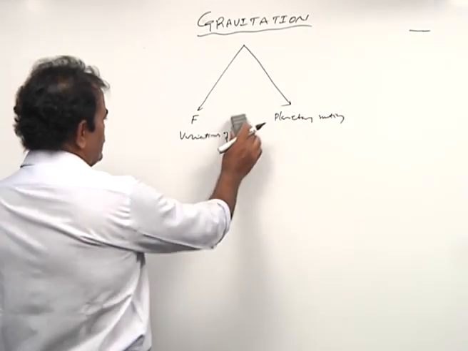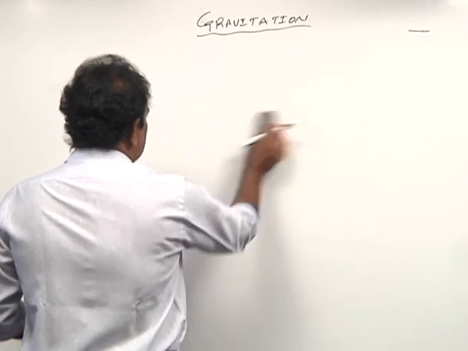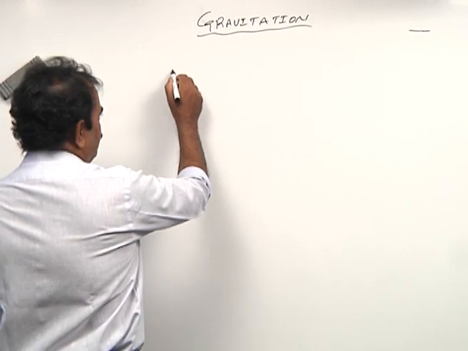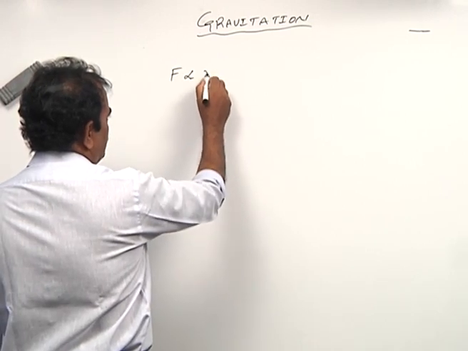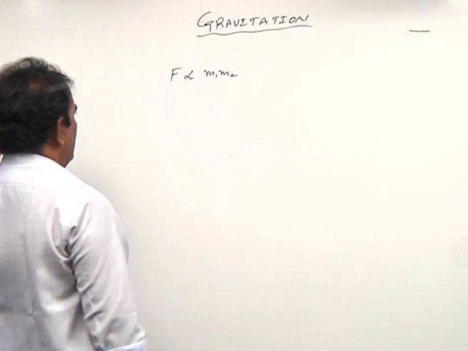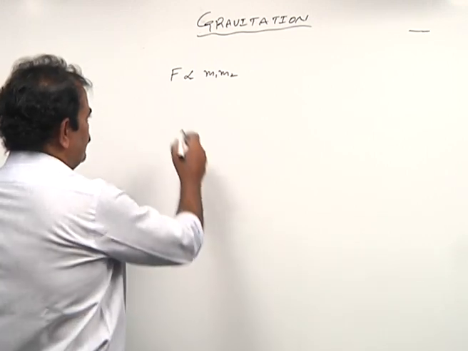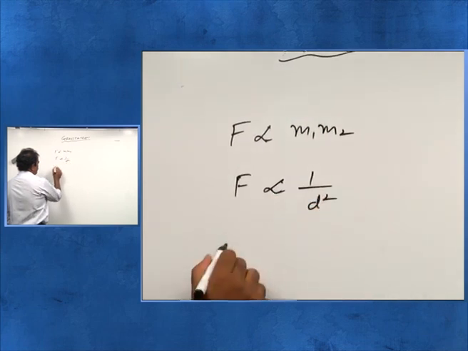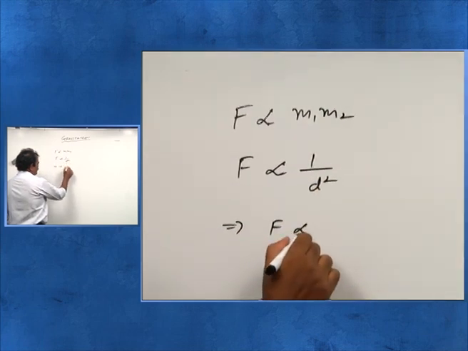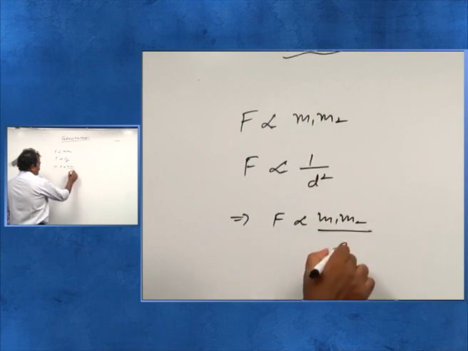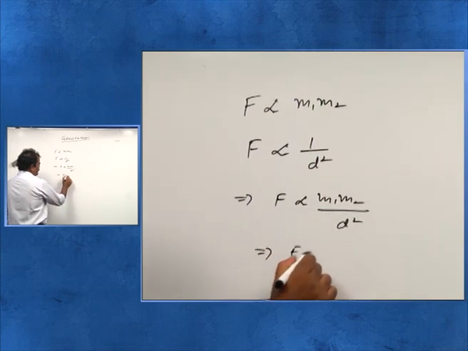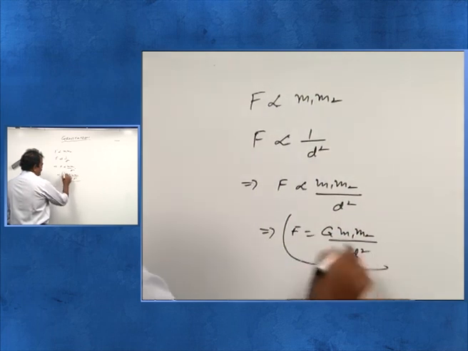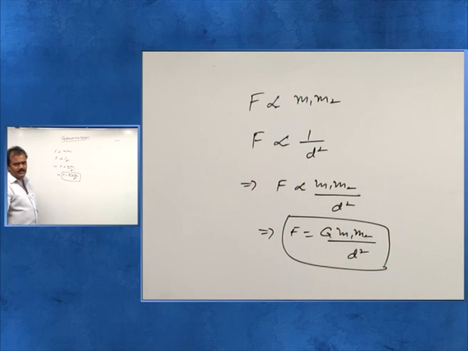The inverse square law of gravitation means the force between two masses is directly proportional to the product of the masses and inversely proportional to the square of the distance between them. So F is proportional to m1 m2 by d square, which implies F is equal to capital G m1 m2 by d square. This is known as the inverse square law of gravitation.